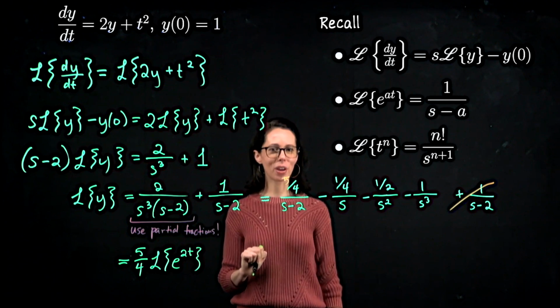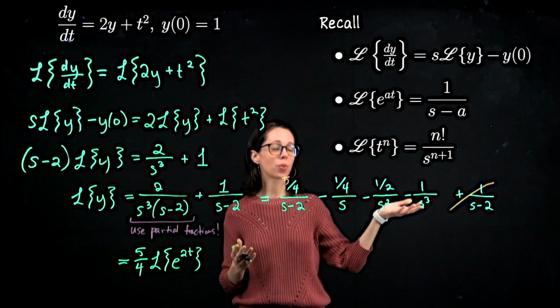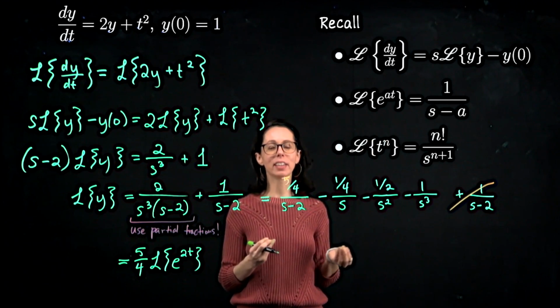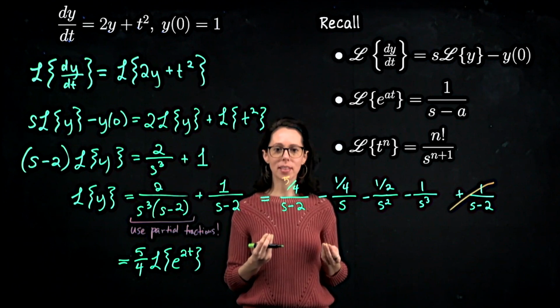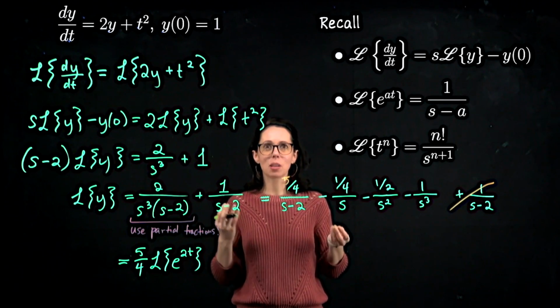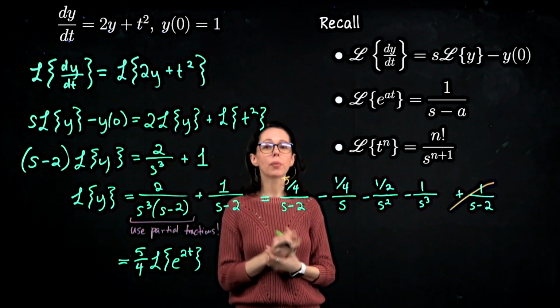What about negative 1/4 over s? I didn't have space up here to write the Laplace transform of just plain old 1, but you can actually get that from either the second or third line. If you let a equal 0 in the second line, e to the 0t is 1. So the Laplace transform of e to the at when a equals 0 is the Laplace transform of 1. So we know it's 1 over s.